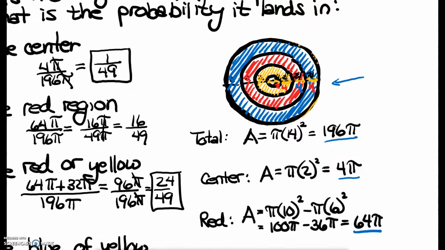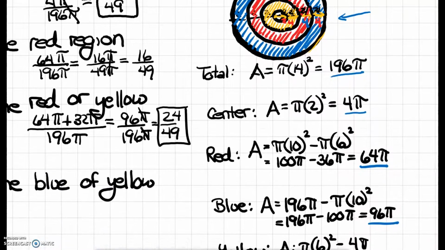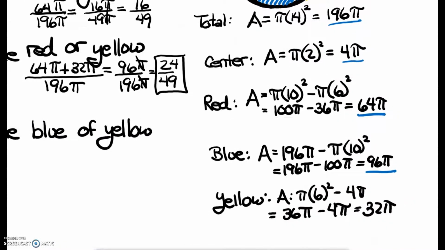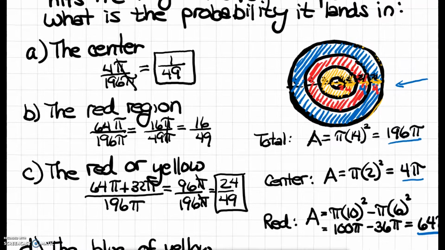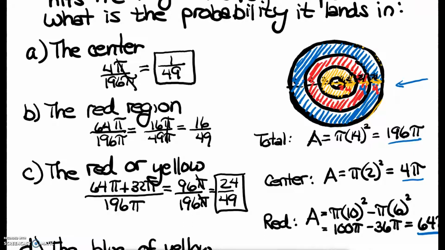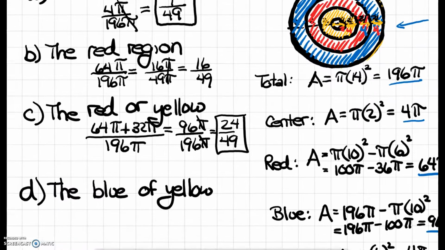And then lastly, the yellow circle. The yellow circle has a radius of 6, and then I have to subtract the center circle from that. So I did 6 squared times pi minus 2 squared times pi, which was 4. 36 minus 4 is 32 pi. So I calculated the areas of all my shaded regions, and then I took the shaded region that it's asking for and put it over the total area. So for instance, the center was 4 pi over 196 pi, which reduced to 1/49.